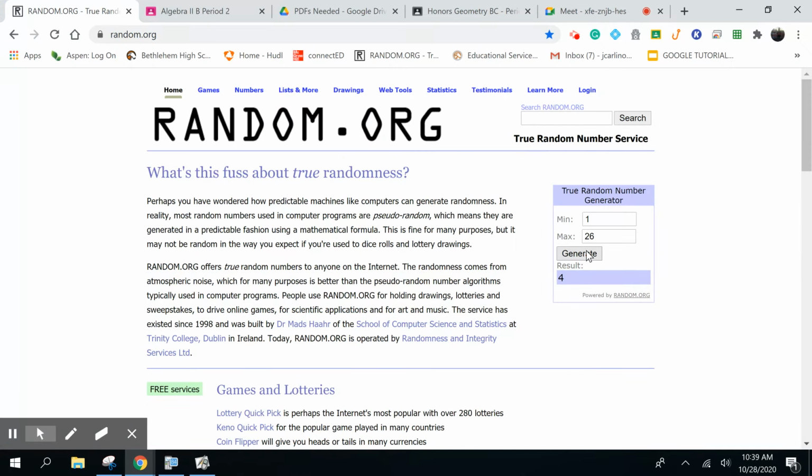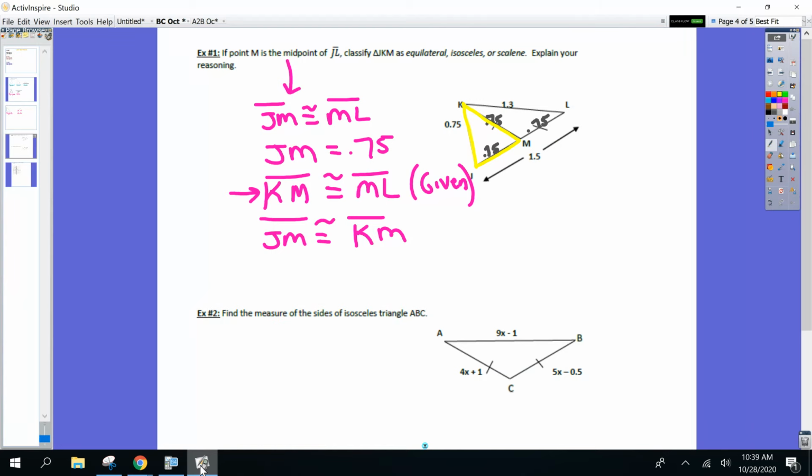Here we go. Going to Gideon. What type of triangle? Equilateral. Equilateral. Why? Because all sides are equal. There we go. JKM is equilateral, because all sides are congruent.